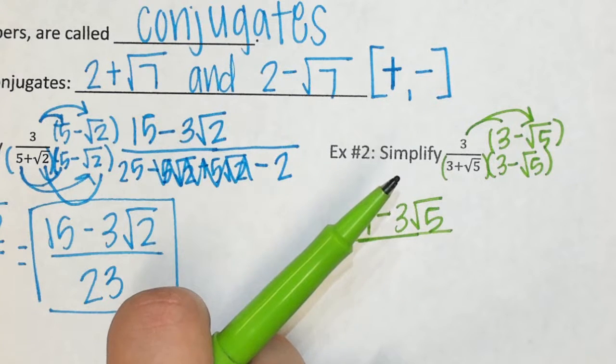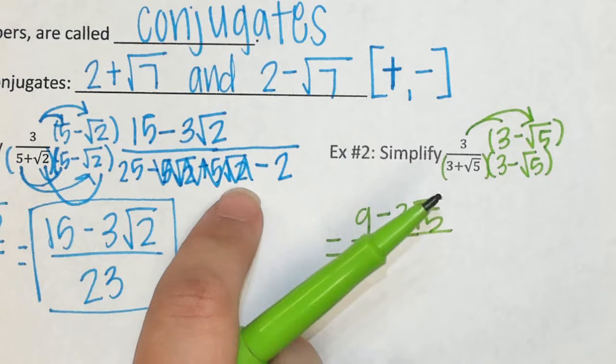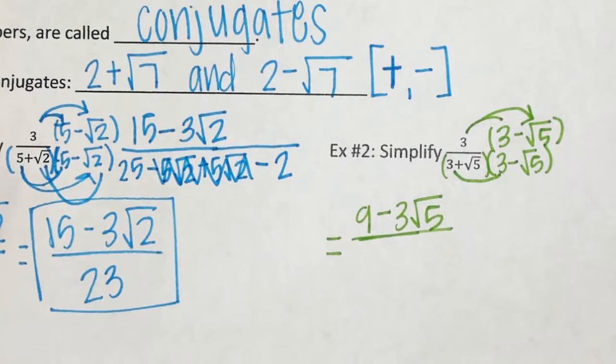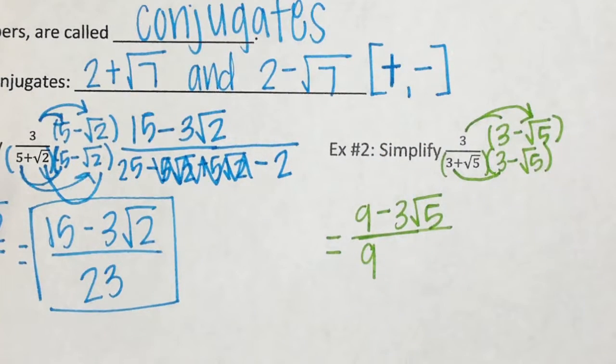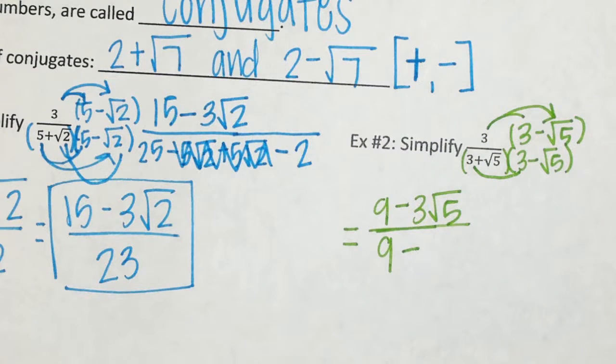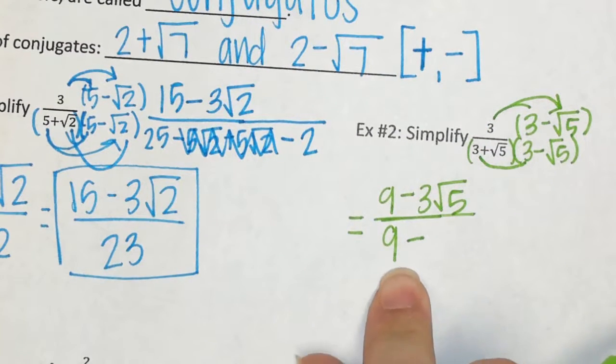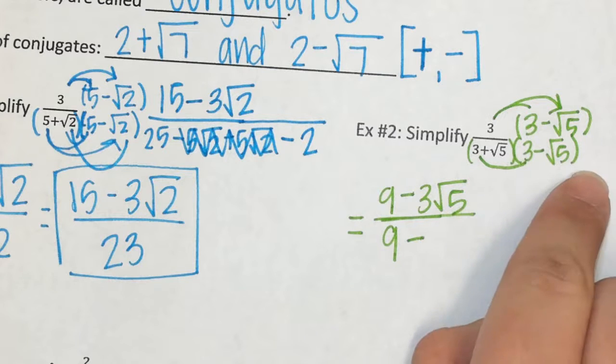So you only have to do first and last. So first times first was 3 times 3, 9. And in a conjugate, listen closely, a plus times a minus is always what? Minus. Always. So this sign is always going to be a minus. Square root of 5 times the square root of 5 is just 5.